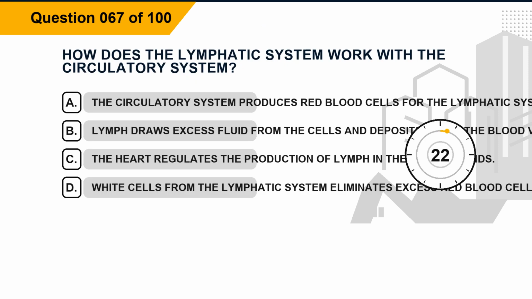Question 67. How does the lymphatic system work with the circulatory system? Option A, the circulatory system produces red blood cells for the lymphatic system. Option B, lymph draws excess fluid from the cells and deposits it into the blood vessels. Option C, the heart regulates the production of lymph in the lymph glands. Option D, white cells from the lymphatic system eliminates excess red blood cells.